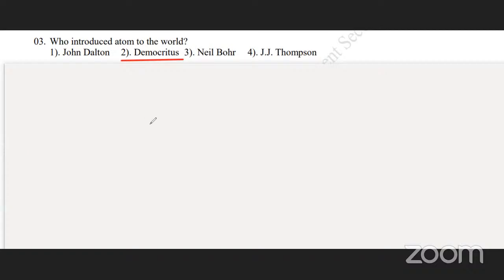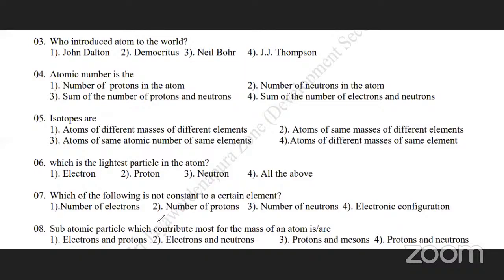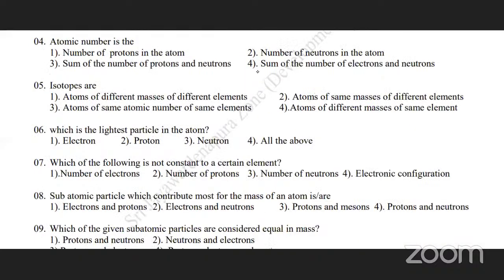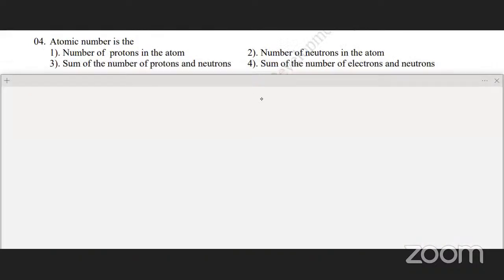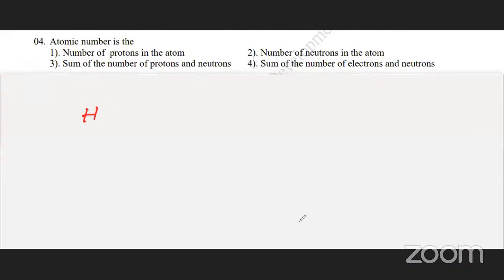Then the next one, question number 4, the fourth MCQ: atomic number. Actually, atomic number is like the NIC or the identity of an element. For example, hydrogen's atomic number is 1. We write it on the leftmost side, at the bottom. Atomic number 1 means it has just one proton. If you take sodium, the atomic number is 11. That is the 11th element, so it has 11 protons.